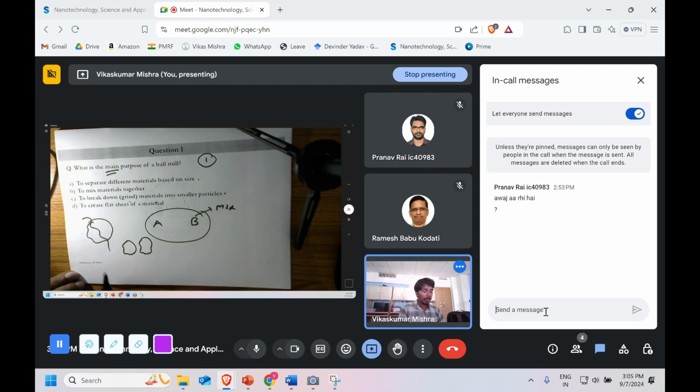Now D, to create a flat sheet of the material. Are we creating a flat sheet out of the material? That is, they are saying that we will get a material having this particular type of sheets. So now, what do you think? What is your opinion on this? Let me say that yes, there may be two answers that are correct, but again we'll go to the main option, that which one is the primary purpose of the ball mill.